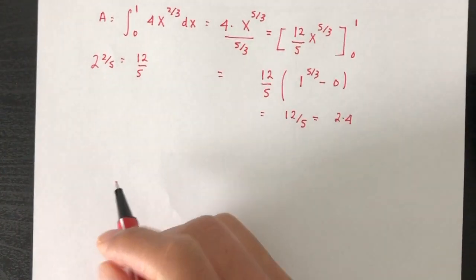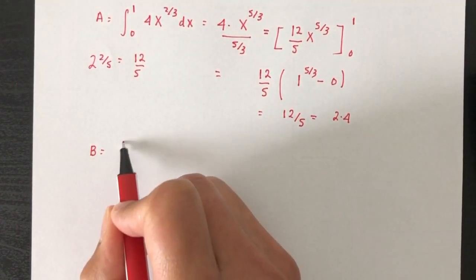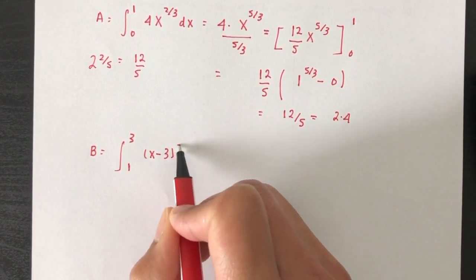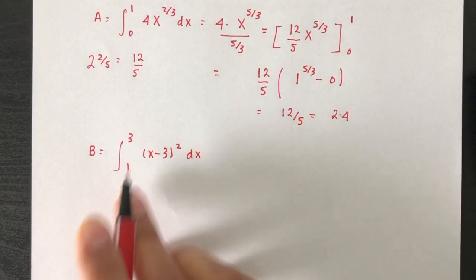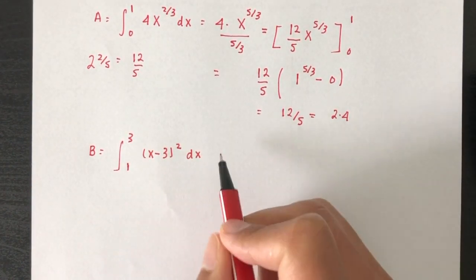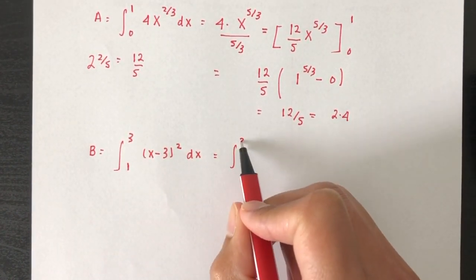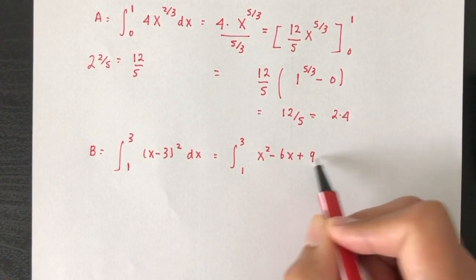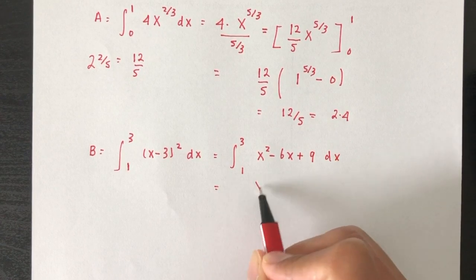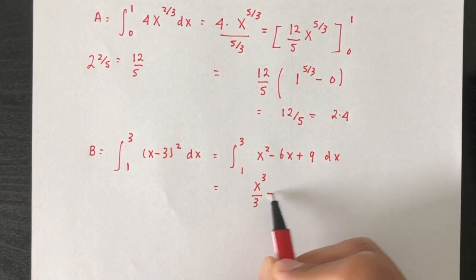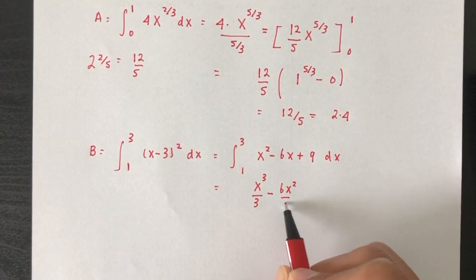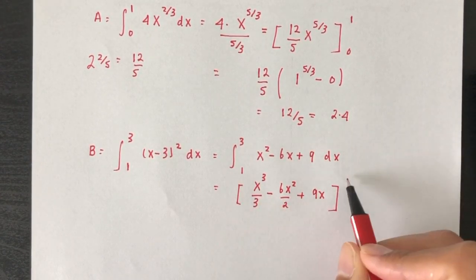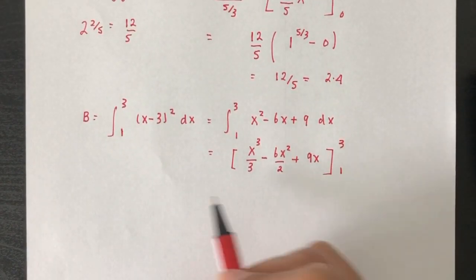Now we have to find the area of B, which is from 1 to 3 of (x minus 3) squared dx. If you don't know how to do this, you can always expand, so it's simpler for you. That will be the integral of x squared minus 6x plus 9 dx. That will be x power 3 over 3 minus 6x power 2 over 2 plus 9x, and between 3 and 1. So let's simplify.